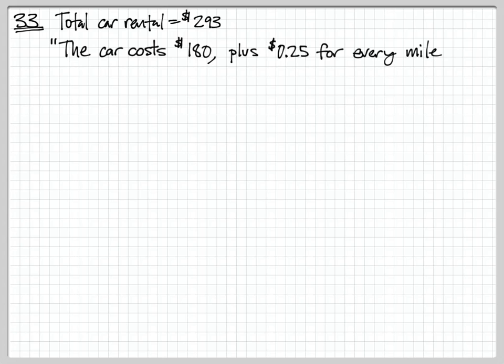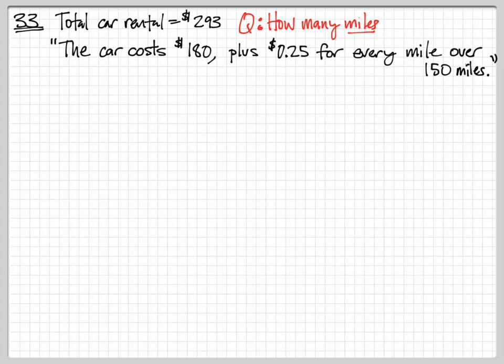It said that the total car rental was $293, and this is exactly what was written in the book. The car cost $180 plus 25 cents for every mile over 150 miles. I put it in quotes because that's what the book said. And so how many miles did I drive?